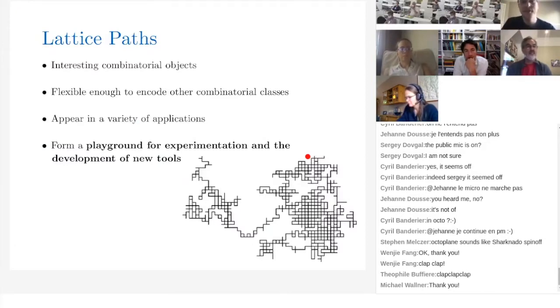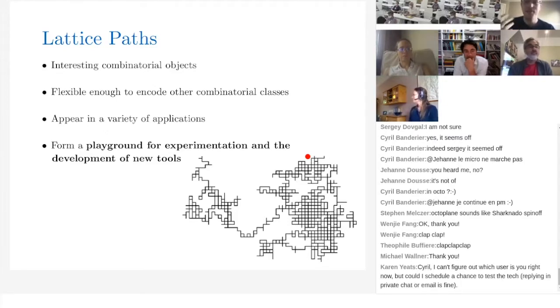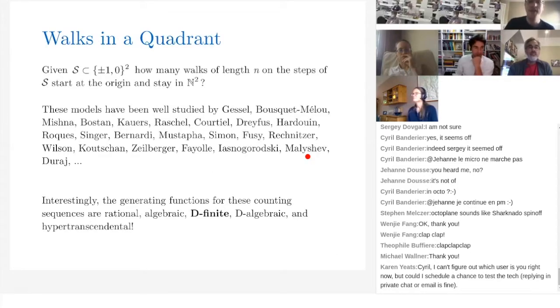So of course, this is a lattice path conference. I don't have to explain to anyone here why lattice paths are interesting, but lattice paths are interesting for a variety of reasons. They're interesting combinatorial objects by themselves. They're flexible enough to encode other combinatorial classes, and as we've seen from the great talks today and on earlier days of this conference, they appear in a variety of applications. And something that was really impressed upon me back when I was an undergraduate student starting to study this under people like Mireille and Aline and Manuel Kauers and Marni Mishna, is that they also form a very nice playground for experimentation and the development of new tools. And so that's kind of what I want to talk about today.